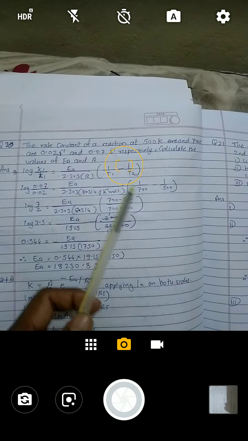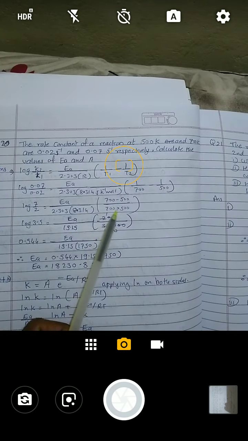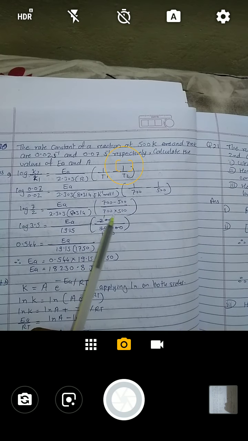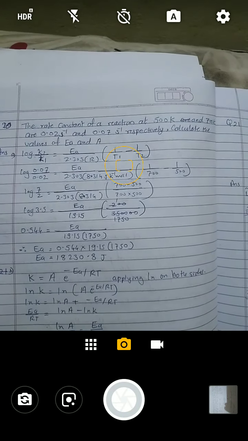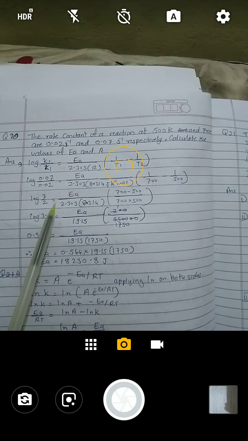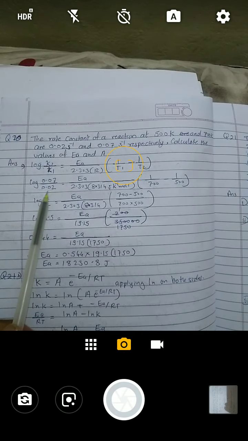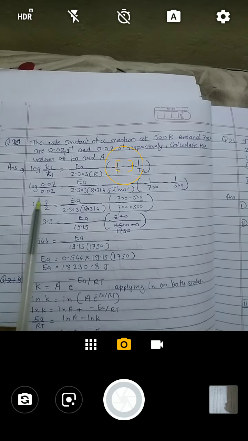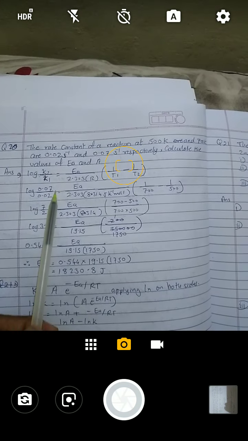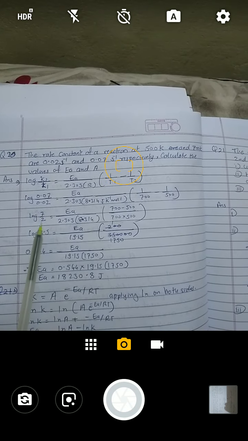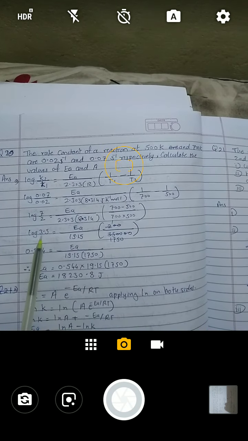So after substituting the values, I will get 700 minus 500 divided by 700 into 500, and that is coming out to be 0.07 divided by 0.02. If I shift the decimal point to the right-hand side, it will become 7 by 2, and if I divide 7 by 2, it will come out to be 3.5.